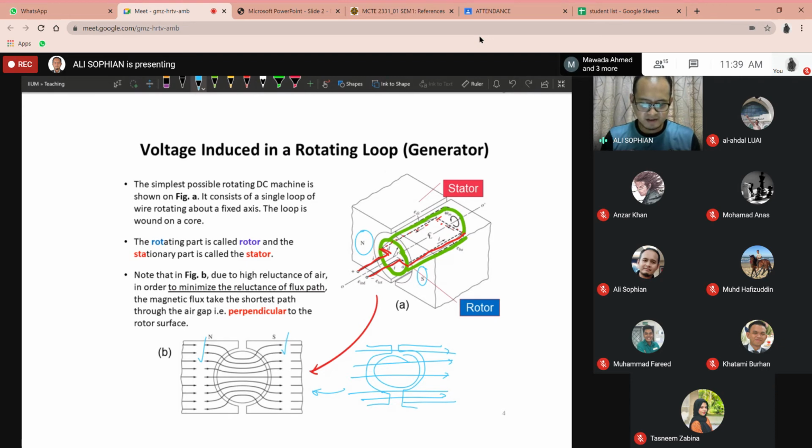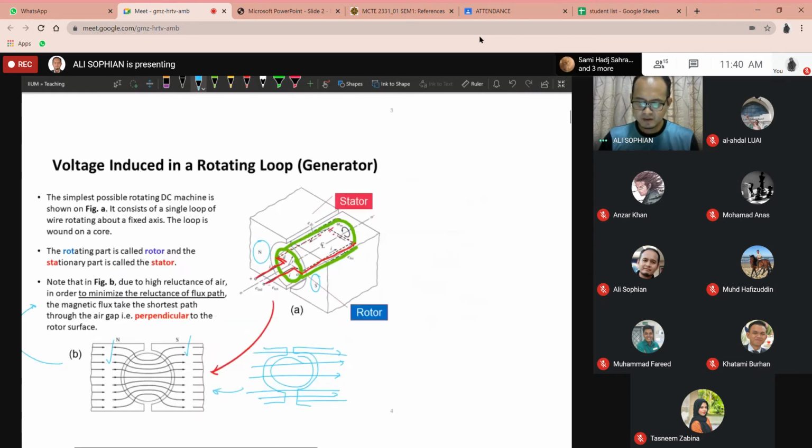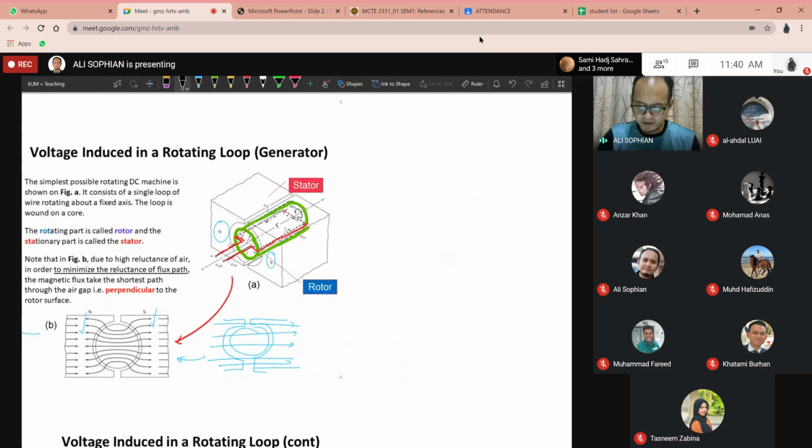The reason is that, as the explanation here says, the flux lines try to find the path with the least reluctance, the smallest or lowest reluctance. And when they go through the air gap, the lowest reluctance is the shortest distance in the air gap. So I can draw it again, for example, if you have this.